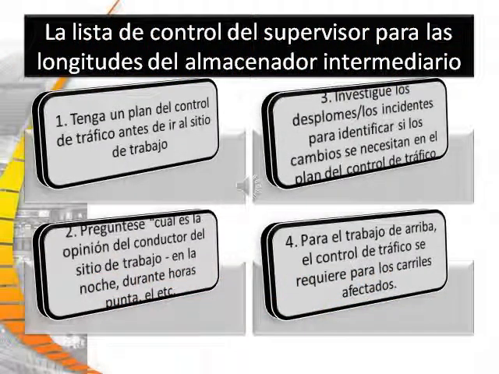The supervisor's checklist for buffer lengths are: Number 1, have a traffic control plan before going to the work site. Number 2, ask yourself, what is the driver's view of the work site at night, during peak hours, etc. Number 3, investigate crashes and incidents to identify if changes are needed in the traffic control plan. Number 4, for overhead work, traffic control is required for all affected lanes.